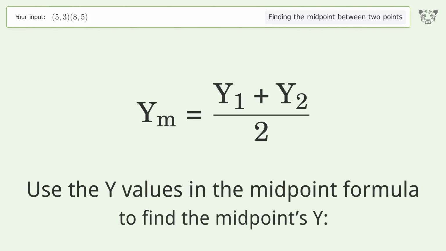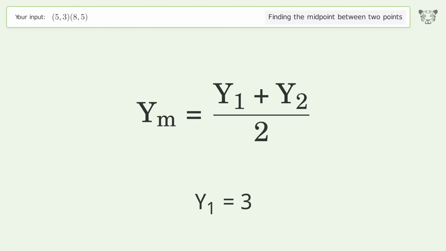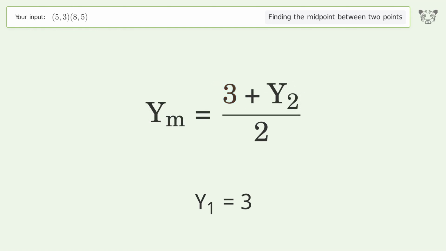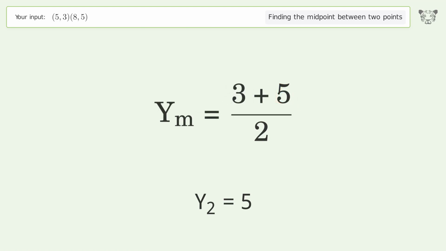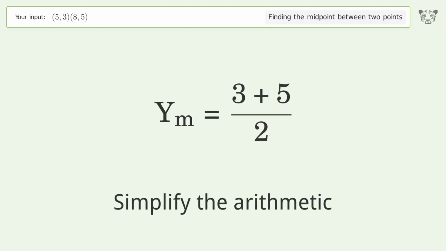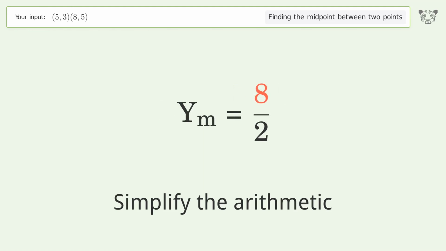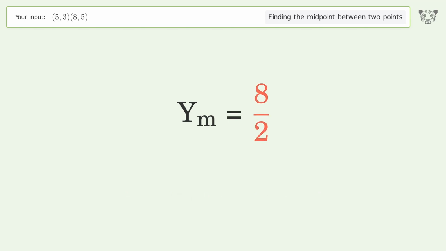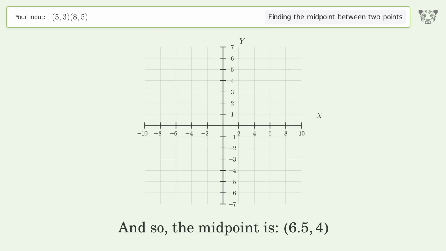Use the y values in the midpoint formula to find the midpoint's y. y1 equals 3. y2 equals 5. Simplify the arithmetic. And so, the midpoint is (6.5, 4).